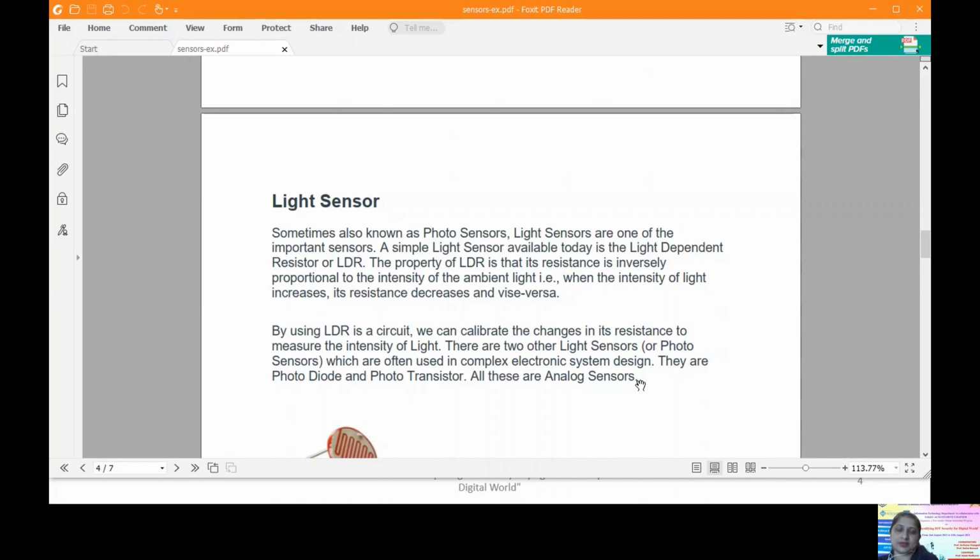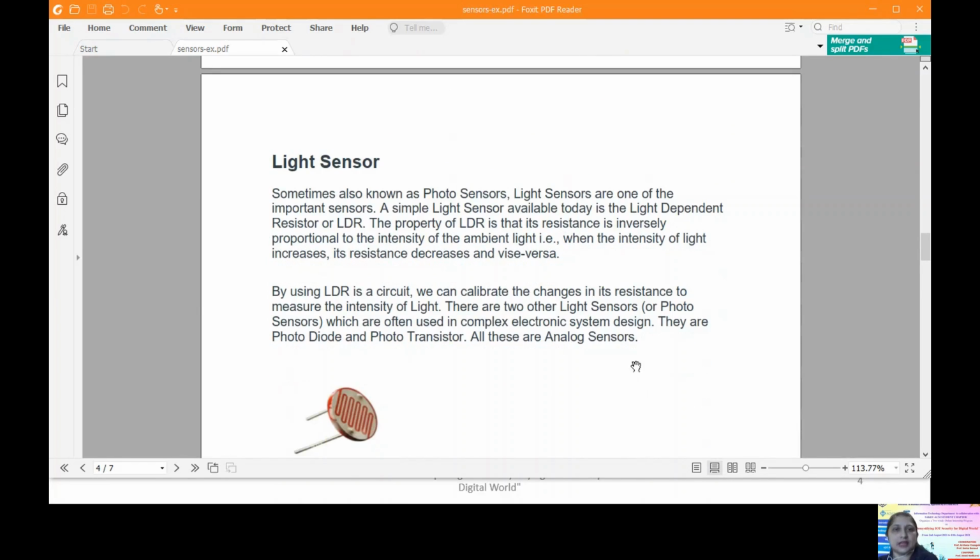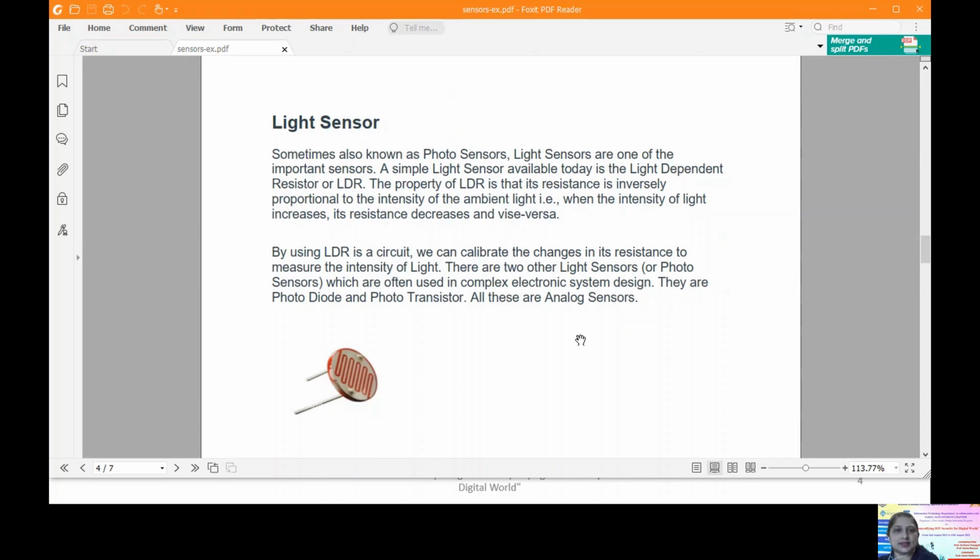The next example of a sensor is the light sensor. Sometimes it is also known as the photosensor. The light sensor is one of the most important sensors. The simplest light sensor available today is the light dependent resistor, that is LDR. What is the property of the LDR? Just now we saw its resistance is inversely proportional to the intensity of the light. So when the intensity of the light increases, resistance decreases, and vice versa. So by using the LDR sensor, we can calibrate the changes in its resistance to measure the intensity of light.